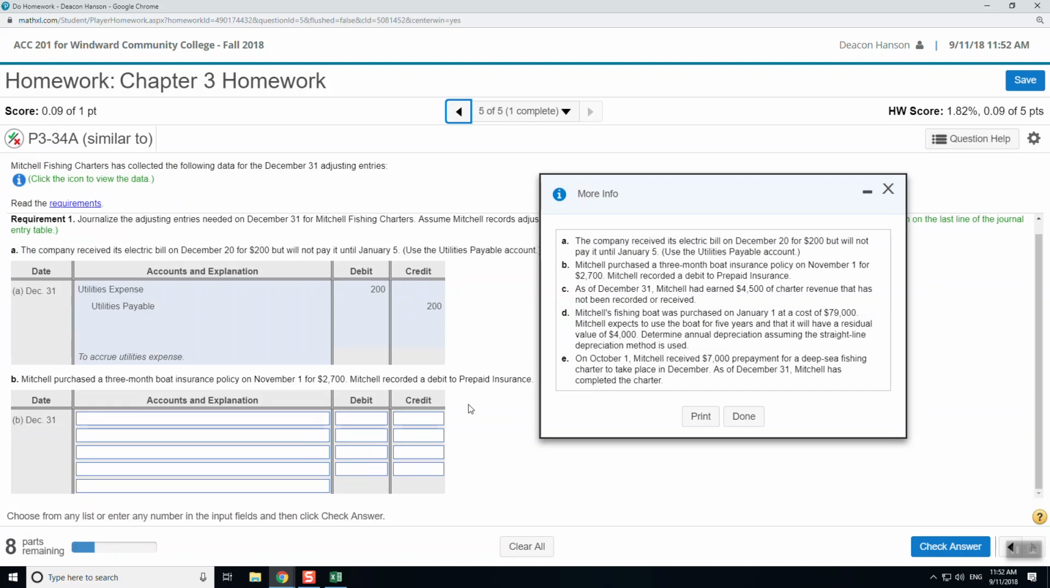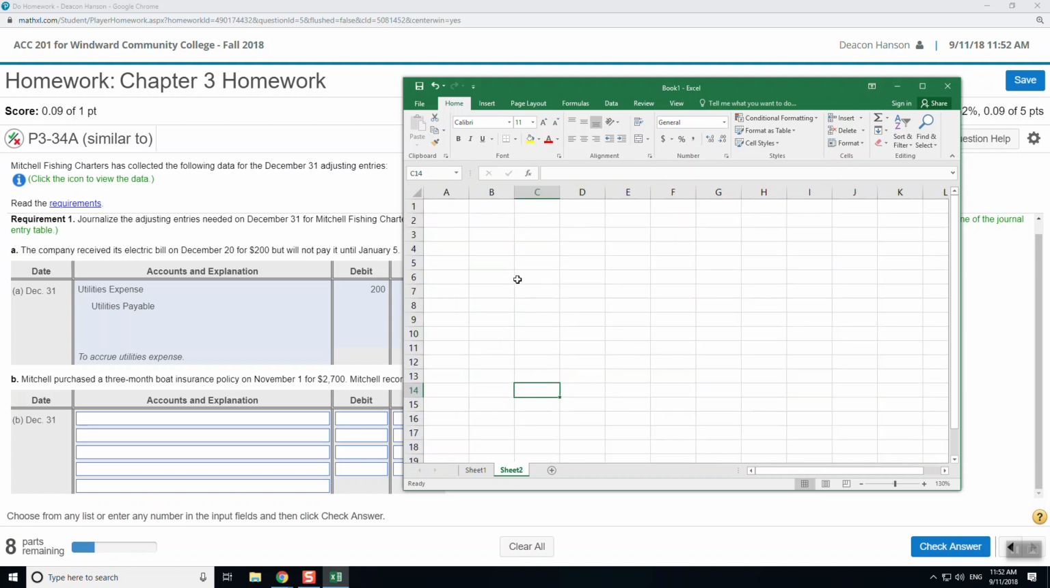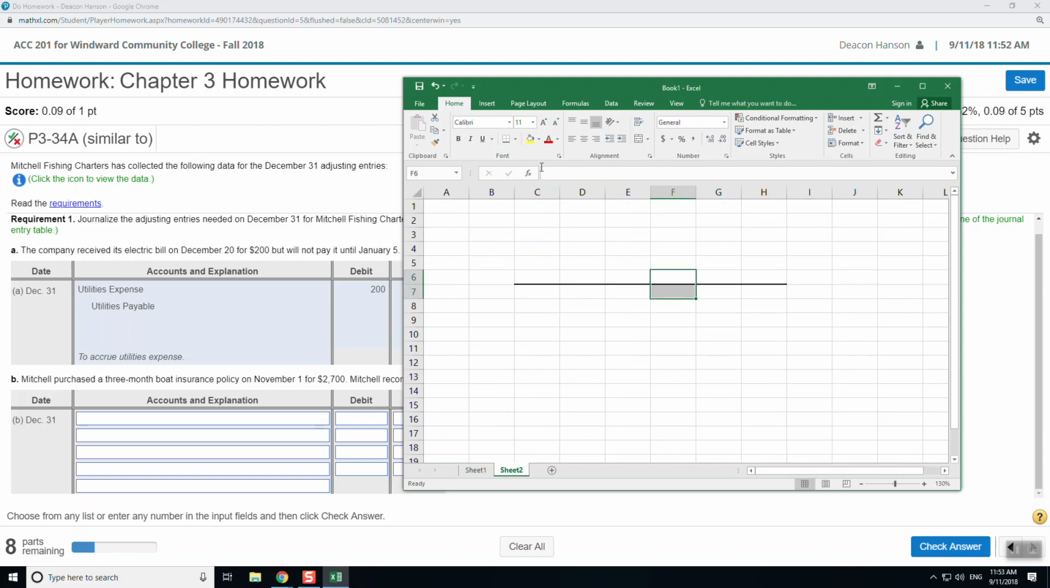So B, it says Mitchell purchased a 3-month boat insurance policy on November 1st. Sometimes you have to either have a number line or draw it out if you feel like you have to, but I'll try to do something. So here's a time frame. On November 1st, this is when they bought the policy. What year is it? They don't give us, we'll go XX.